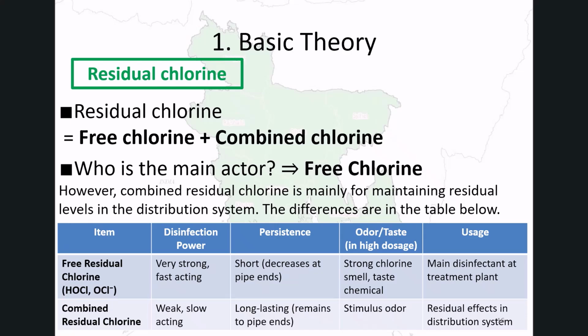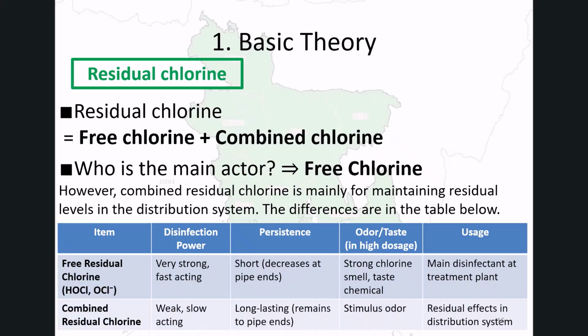Combined chlorine, formed when chlorine reacts with ammonia, has weaker disinfecting power. However, it remains in the water much longer. Because of this persistence, combined chlorine plays an important role in maintaining residual chlorine levels throughout the distribution network.